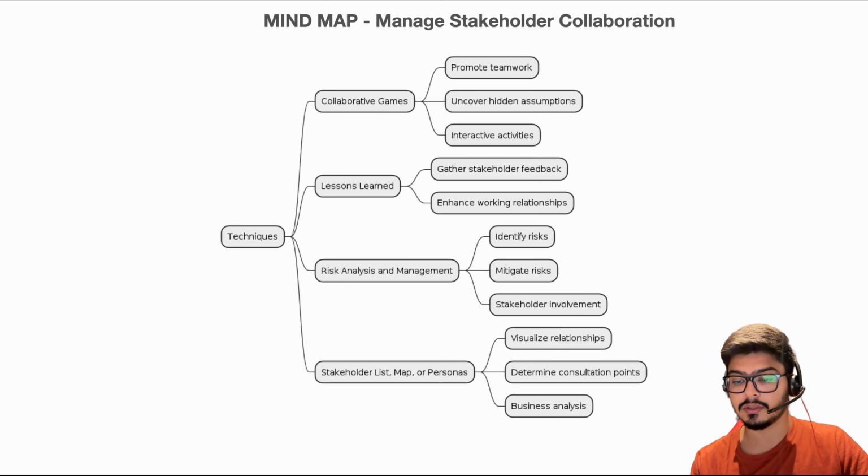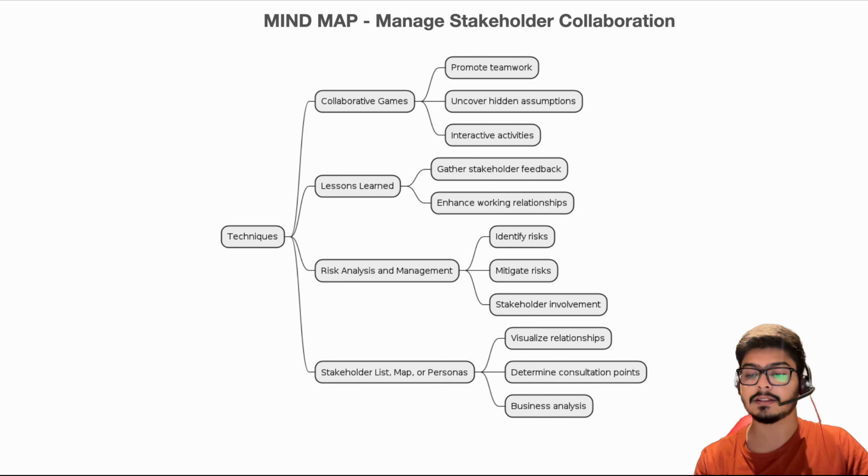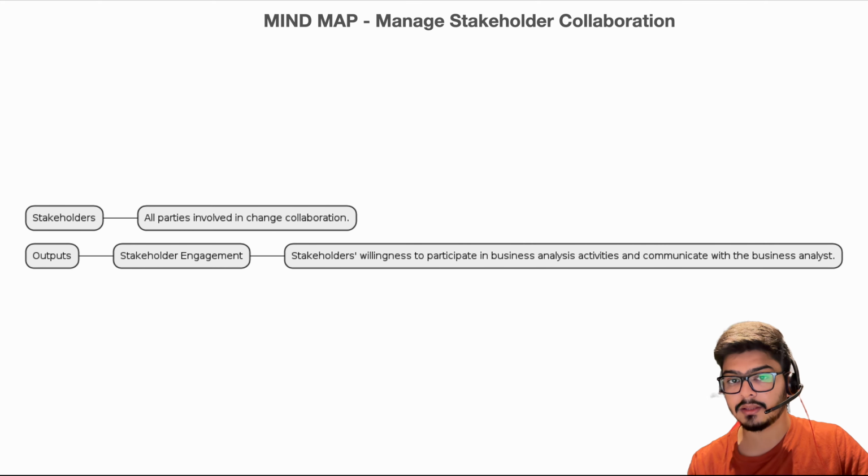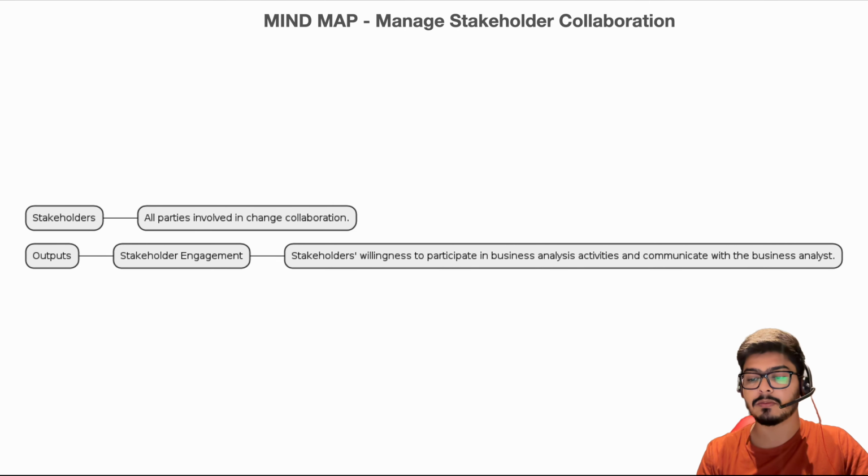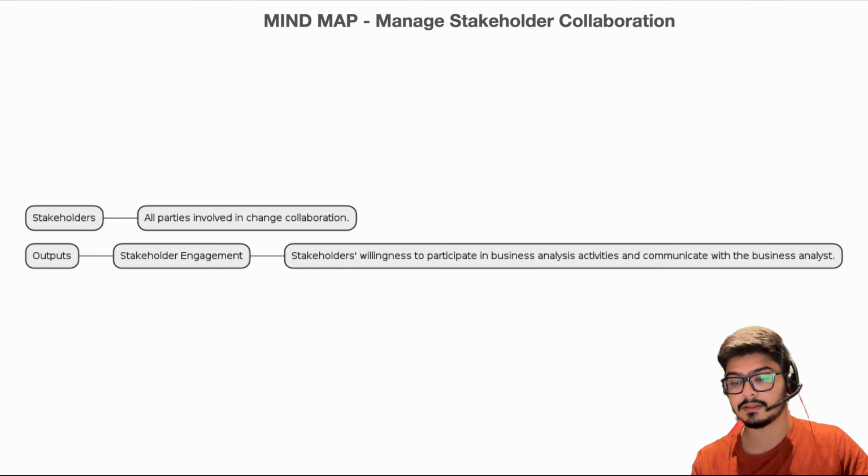Next, to identify the stakeholders, to identify what the roles and responsibilities are, stakeholder list, stakeholder map, and personas are very good techniques that will help you to identify, based on the domain, who is involved in this particular task. Everyone is your stakeholder. It might be indirect or direct. Then what would be the output? You get the output as stakeholder engagement. That means you have already communicated. This will be willingness to participate in the business analyst activities and communicate with the business analyst. That means they are involved in our activities and agreeing upon them. That means you're doing a good job and you are a good business analyst.